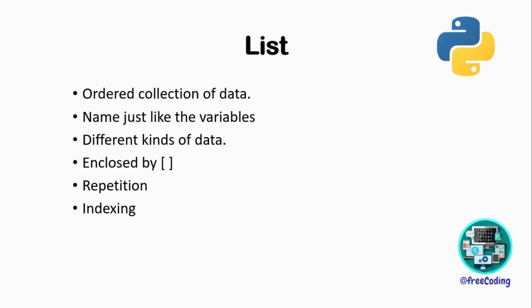For example, if your list has 4 items, the index value of the first item would be 0, the second would be 1, the third would be 2, and the fourth would be 3. That's what index is.